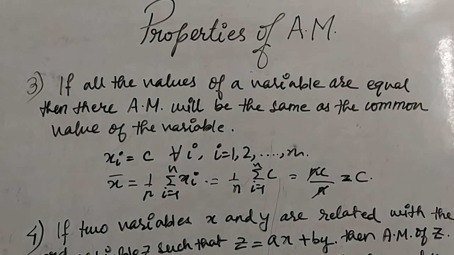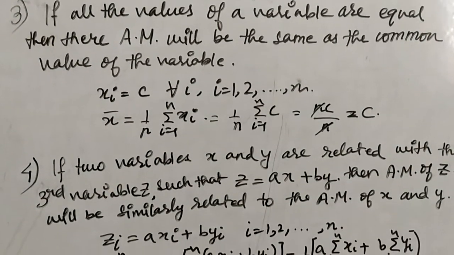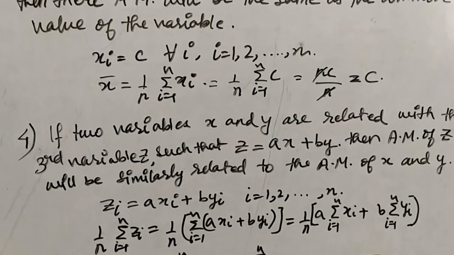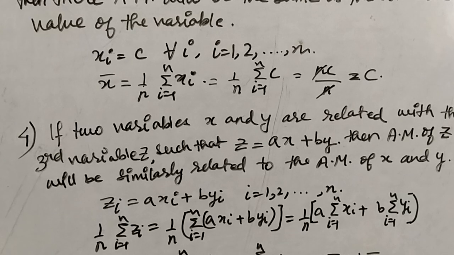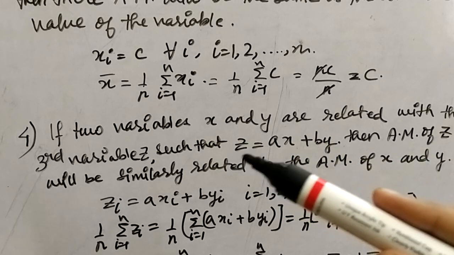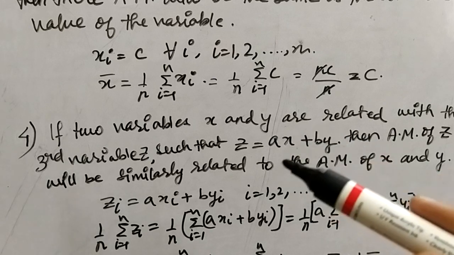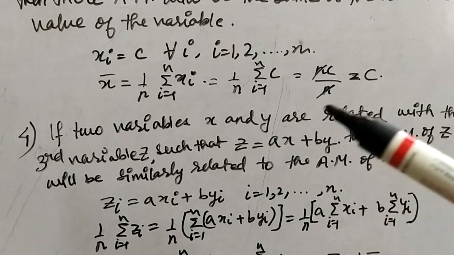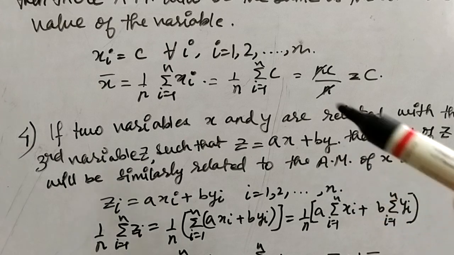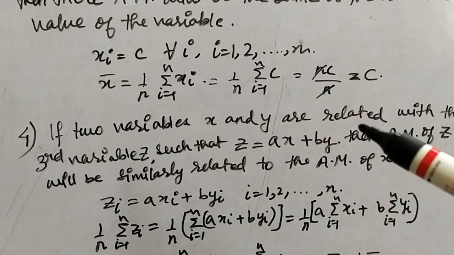Now the fourth property. If two variables x and y are related, where the equation becomes z is equal to ax plus by, remember that a and b can't both be 0, because if a and b become 0, then this equation doesn't hold and the relation is absurd.